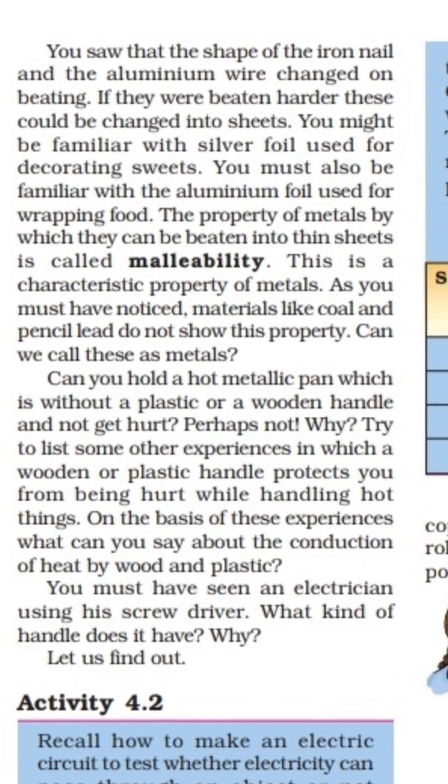Now, you saw that the shape of the iron nail and the aluminium wire changes on beating. When we take a hammer and beat the aluminium wire and iron nail, the shape of those materials changes. If they were beaten harder, they could be changed into sheets. You might be familiar with the silver foil used for decorating sweets. When you visit the bakery, you can see the silver material.